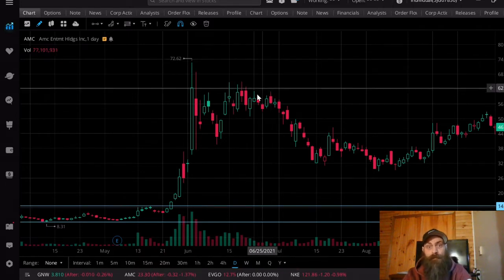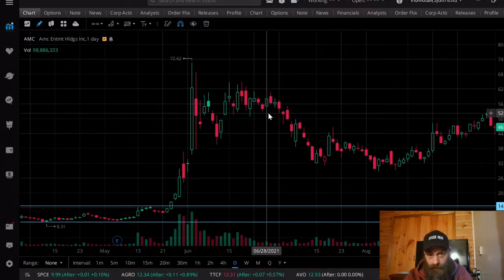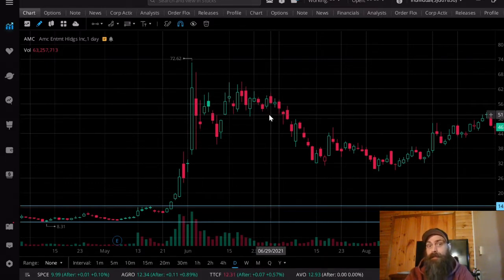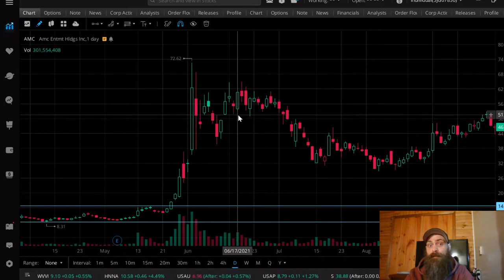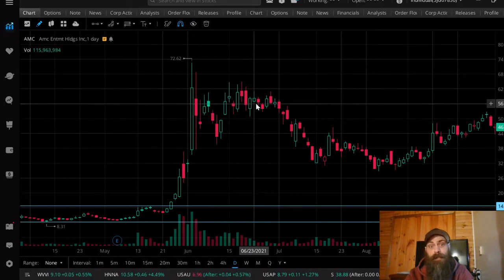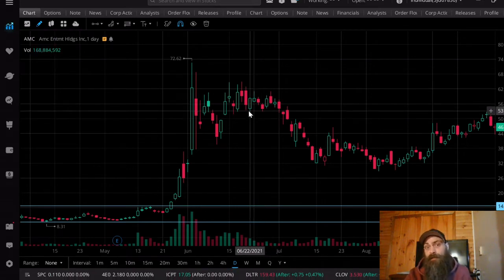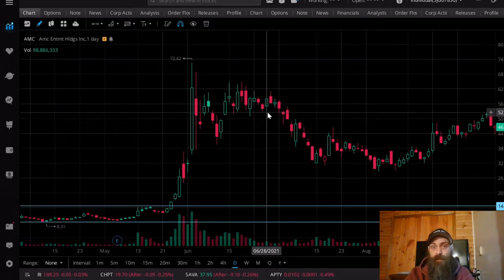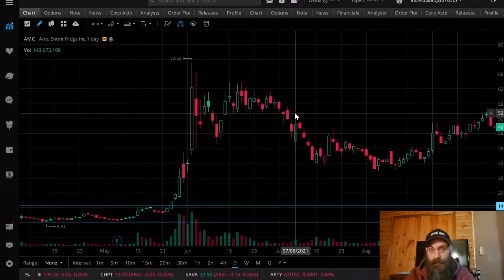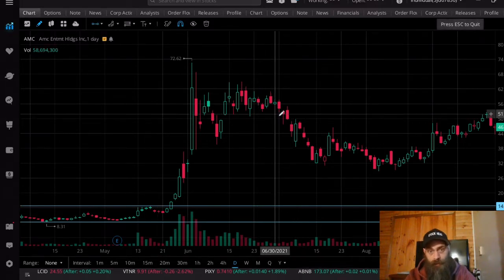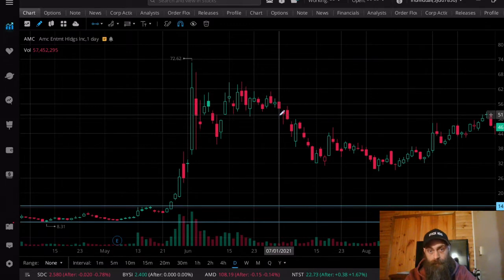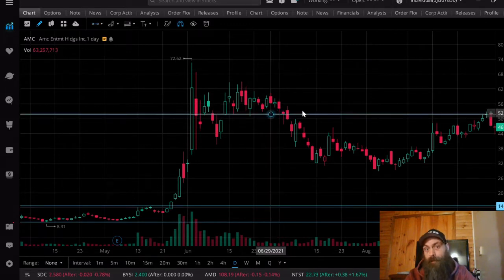Okay. So it looks like if you look in here, it bounced off it a couple times, but it came back up. It takes a while to find new areas of support and resistance once it breaks out. So we could say that an area of support is up and around here. So we'll just draw a line for now, right around there. Okay.